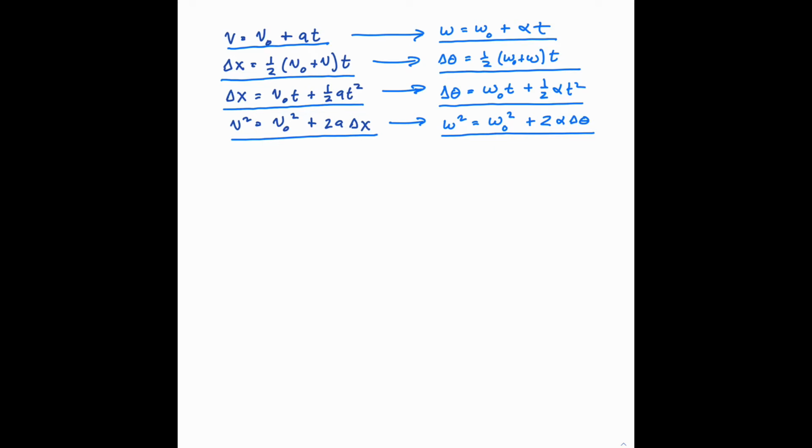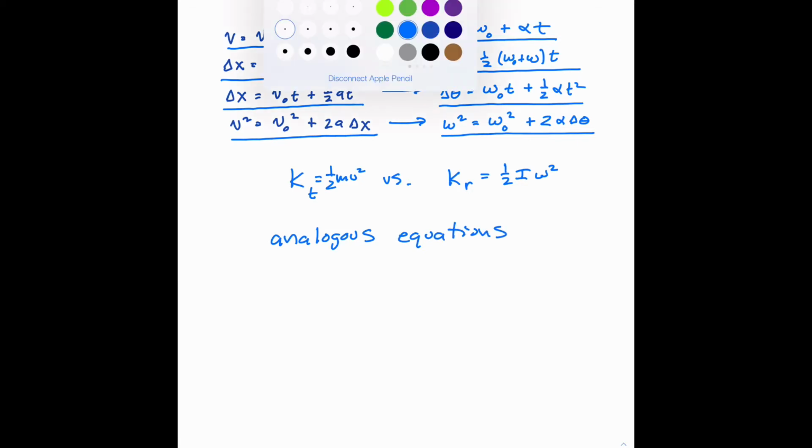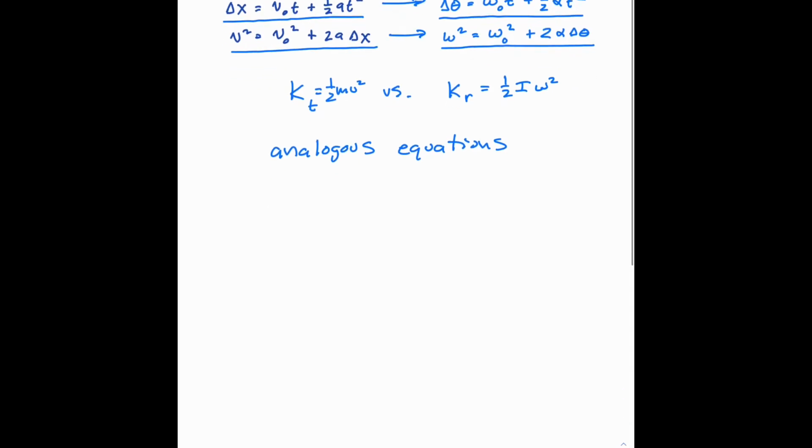And you've also seen the equation for rotational kinetic energy versus the equation for translational kinetic energy: 1/2 mv squared versus 1/2 I omega squared. It turns out there's quite a few analogous equations that we're going to see over the next couple of chapters. So first, let's just make a statement of analogous quantities.